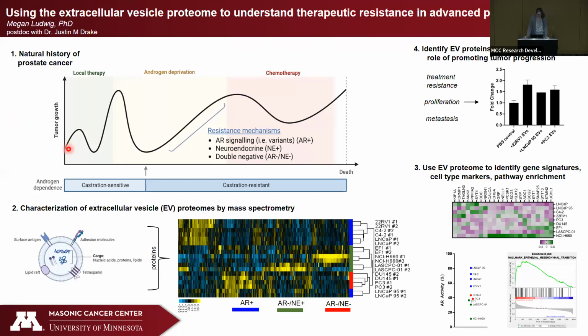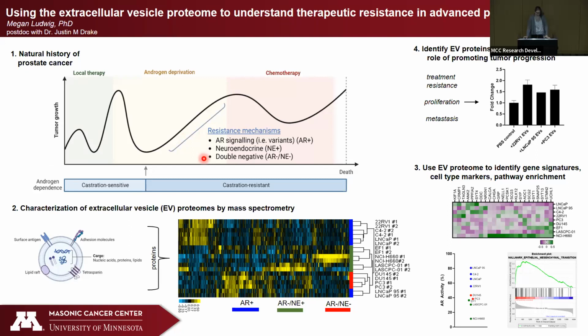So here, what I'm showing you is the line of a tumor growth, where a patient can respond to local therapy as well as androgen deprivation therapy. However, resistance can occur, and there are multiple mechanisms. One is that the cells can still rely on androgen receptor signaling, such as the expression of AR variants. We also have those that express neuroendocrine features, or double negatives, so they're no longer reliant on either AR or the neuroendocrine pathways for survival. We hypothesized that EVs could distinguish between these different subtypes.